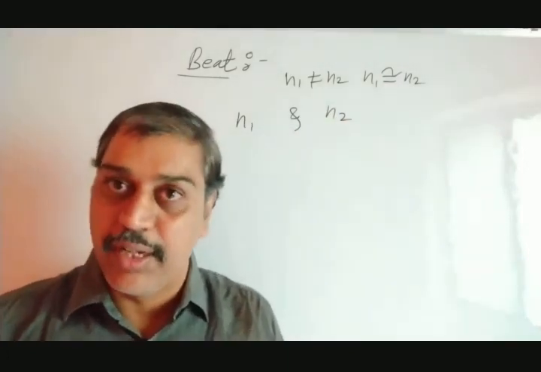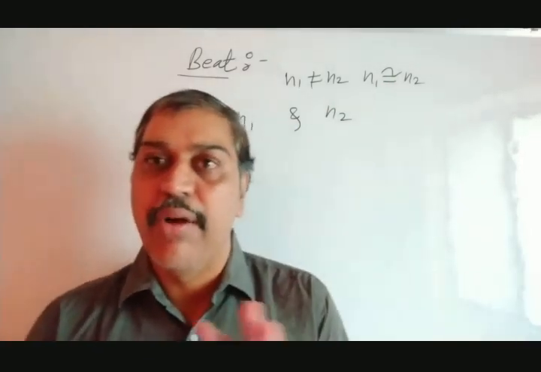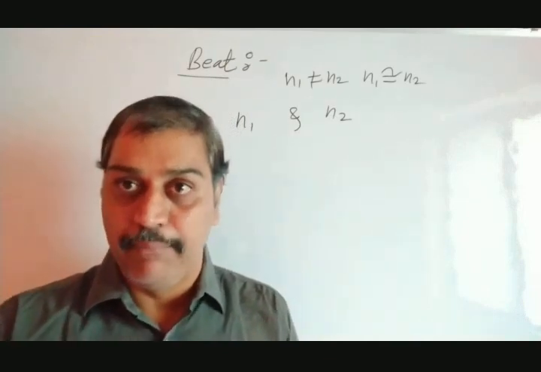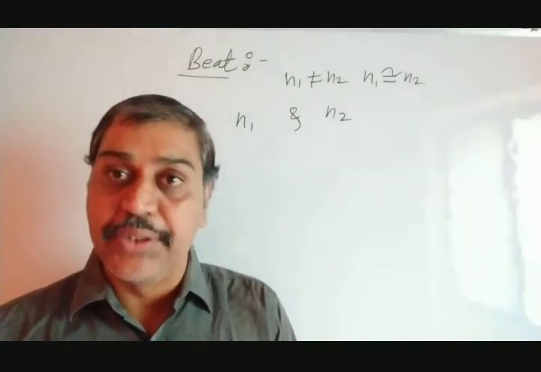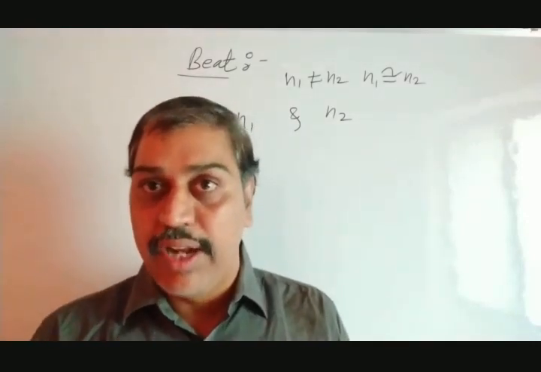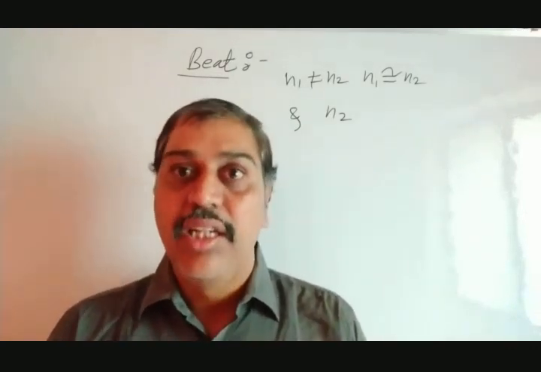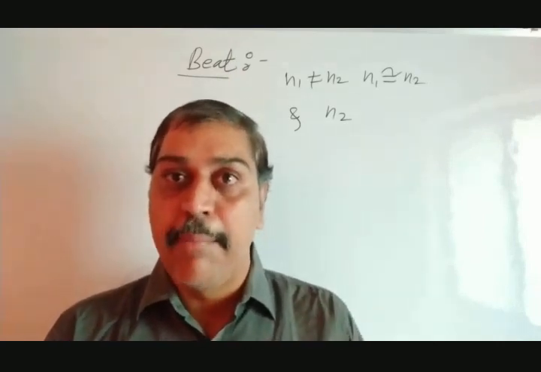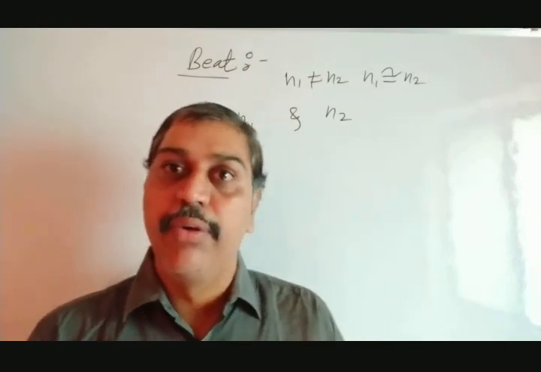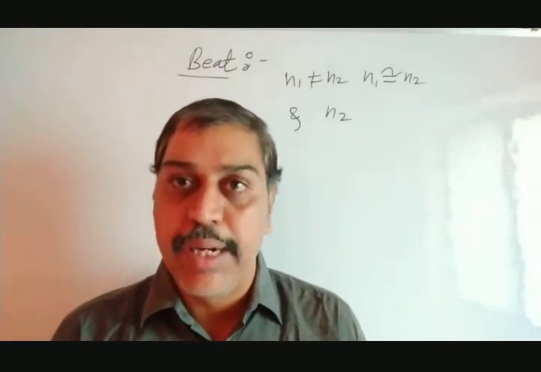If you take such two tuning forks and vibrate them at the same time, you can observe that at one instant you can hear the maximum sound, at another instant you can hear the minimum sound, again maximum sound, again minimum sound. So when two tuning forks of nearly equal frequency are tuned together, the voice is found to alternate between maximum and minimum. When this condition is satisfied, that is said to be the phenomenon of beat.